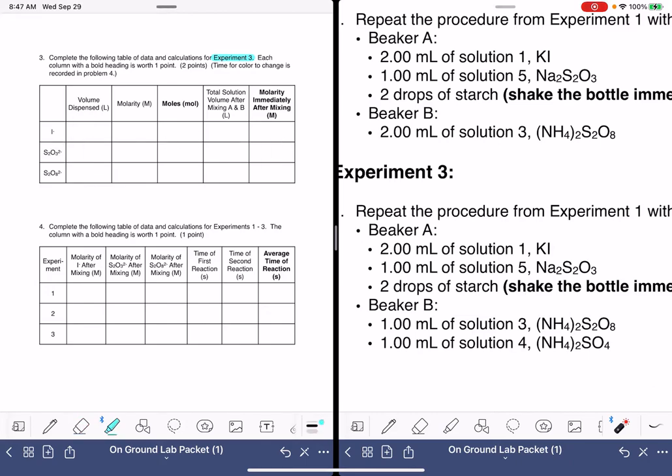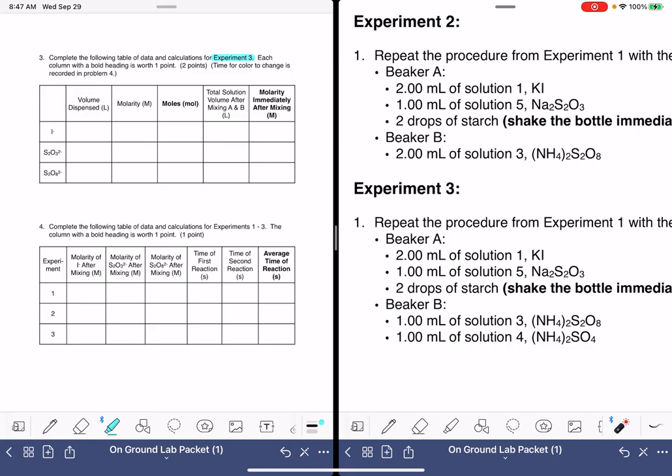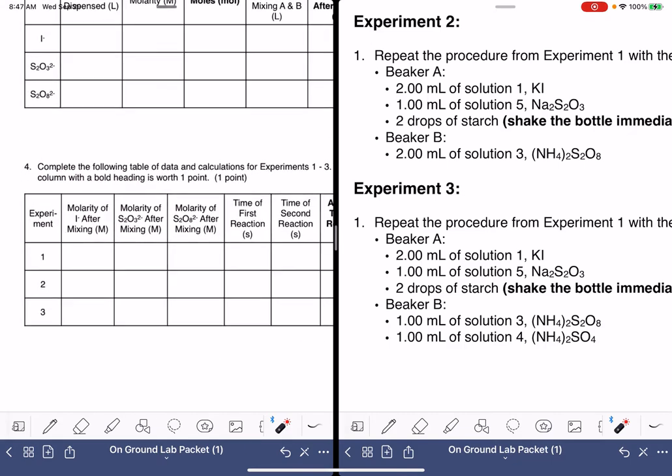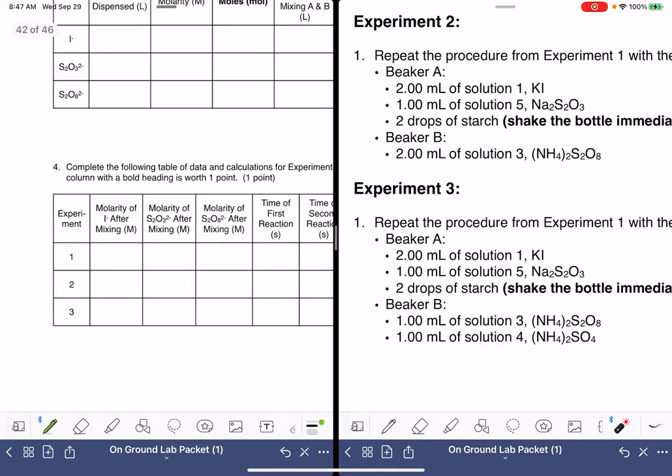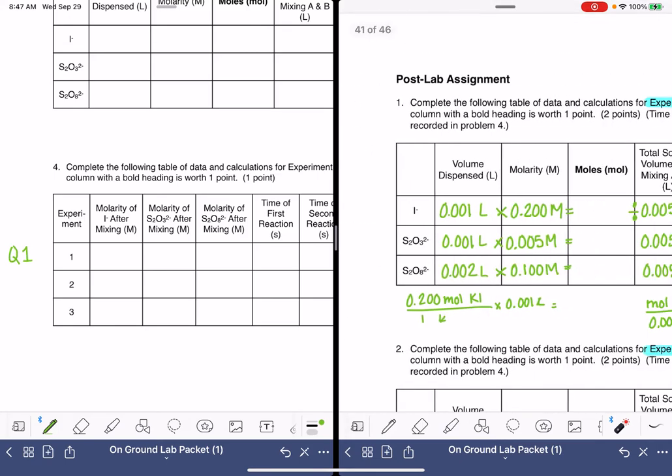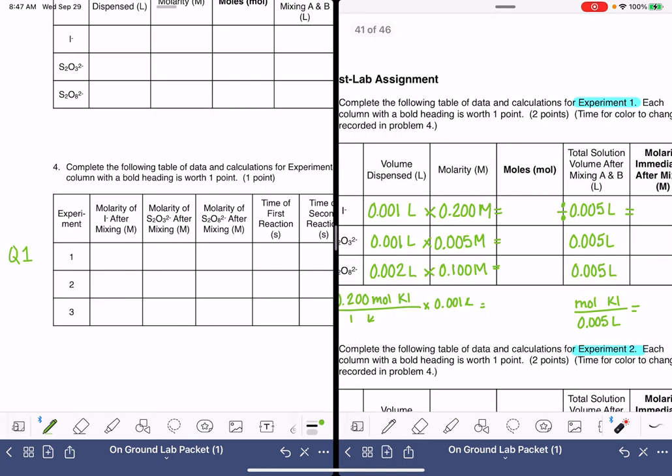Once you get all 3 of those done, you are going to start compiling all of that data into one data table. So now over here, we have experiment number 1, 2, and 3, and I'm just going to add, as a reference, experiment number 1 data is all in question number 1 from the post lab. So over here, right there, and experiment number 2 data, that's all in question number 2 of the post lab, and experiment number 3, that's all in question number 3.